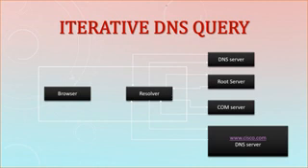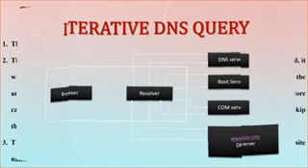Okay, my name is Magisan Anakimurgan. My matrix number is 264522. And this is the iterative DNS query diagram structure.